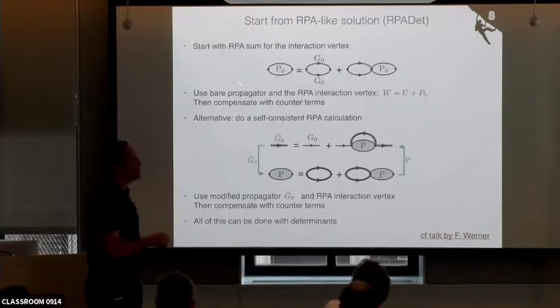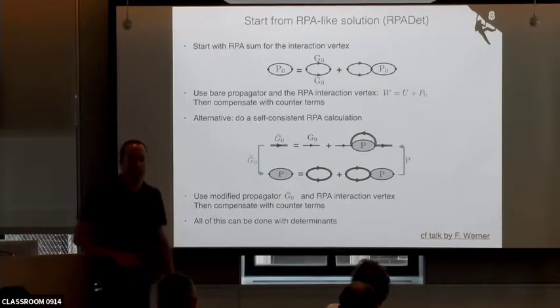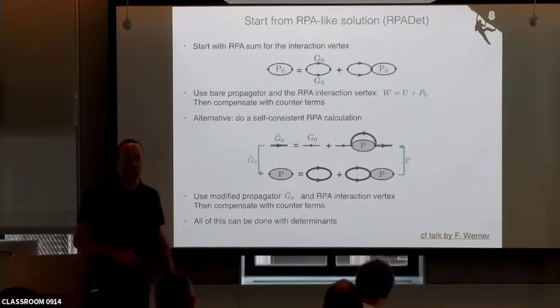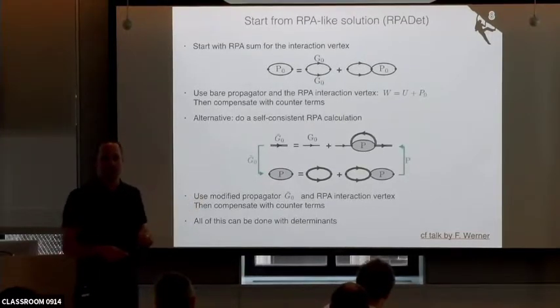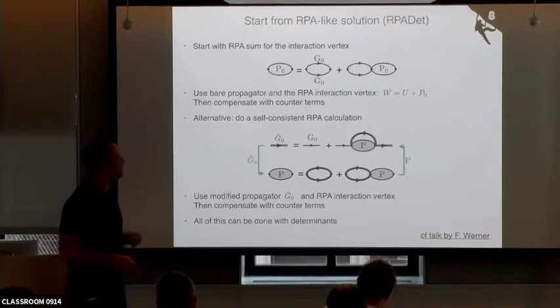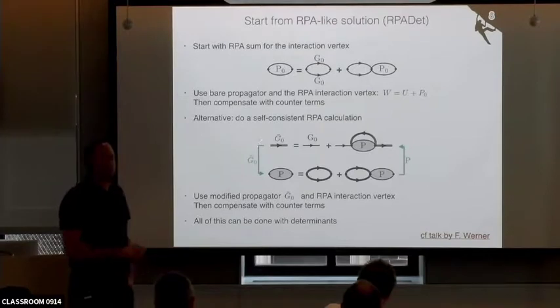But the idea is basically to dress the propagator within RPA. So you build up a ladder like this, and you use the renormalized vertex, which is U plus this ladder. So there's two ways to do it. One way is to use the bare propagator and this renormalized vertex and to construct the perturbations around this. Of course, that's what also Felix was saying, you have additional terms that you have to balance, to eliminate.